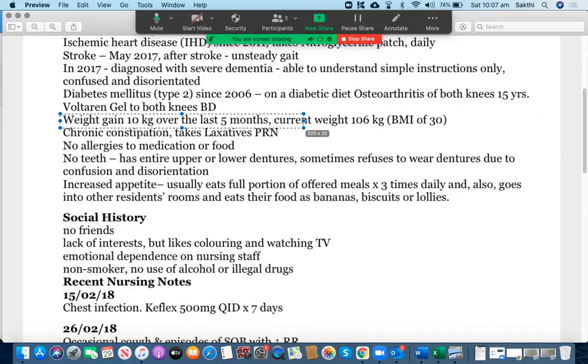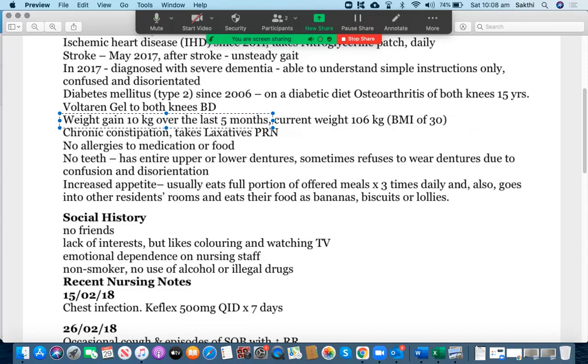Weight gain, yes, this is important. Did you mention this one or not? Yes, sir, she is overweight for her age. Okay, for her age. All right. But in the last 5 months, she has gained weight, isn't it? You could have mentioned this one. Okay, so you could have said she's overweight for her age due to her recent weight gain.